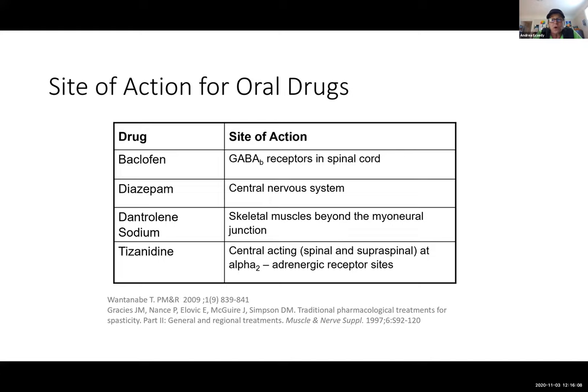Tizanidine, also called Neurontin, is frequently given to MS patients. So those are the ones you'll see out there. I wouldn't spend too much time memorizing this. The one that has to stick in your head is baclofen.